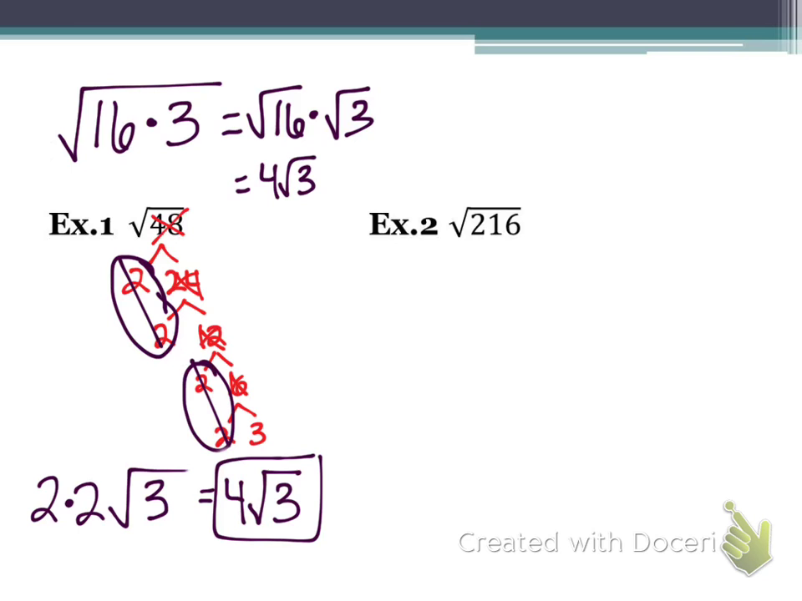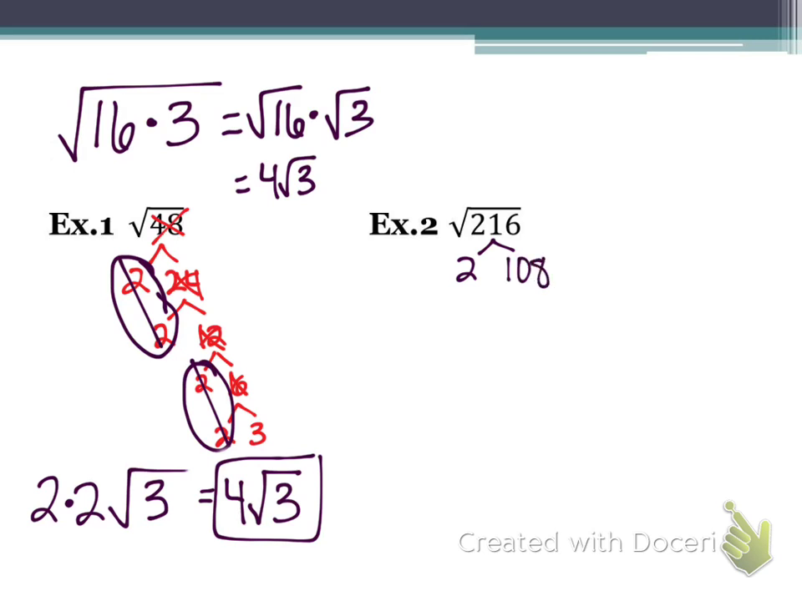216, it might be easier to get started with a factor tree just because 216's not on our pink factor sheet. It doesn't go up that high. So what do we want to break 216 into? Now I'll give you a helpful hint. Anytime you have an even number, you know that it's got to be divisible by 2. So if you're not sure where to start and it's an even number, start with a 2. 216 divided by 2 would give me 108.